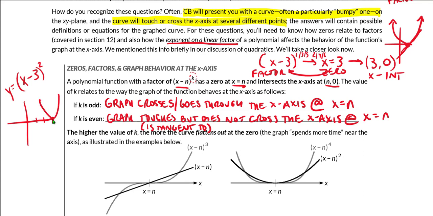It's going to touch at x equals 3, and both halves of the parabola are just going to go up from that point. So we will have a parabola that is tangent to the axis. It will not go through the axis. It will just touch it. So that is the relationship between the exponent on the linear factor and whether that exponent is odd or even. If the exponent is odd, the graph will go through the axis. If the exponent is even, the graph will touch the axis.